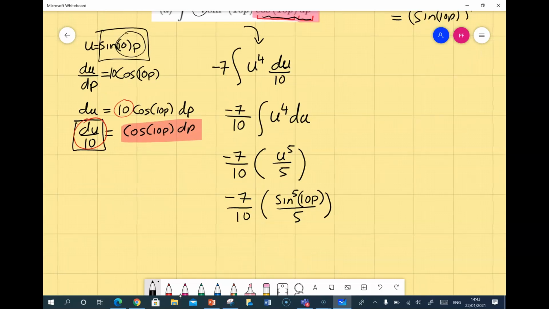And last step then, just to tidy it up a little bit, is multiplying two fractions by each other. Multiply your top by your top and your bottom by your bottom. So minus 7 sine to the power of 5 of 10p all over 50. And that we're seeing is we're at the end, and it's an indefinite integral. You have no limits. Make sure we put in our plus c.